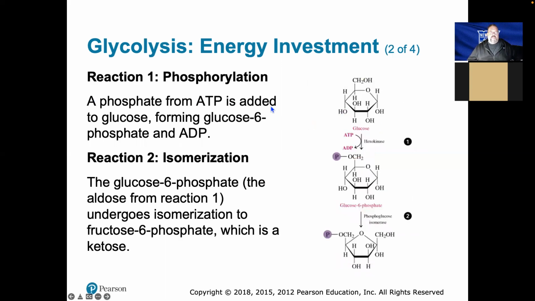Reaction 1, phosphorylation. A phosphate from ATP is added to glucose, forming glucose 6-phosphate and ADP. So here's your glucose, here's your phosphate group being added. Reaction 2, isomerization. The glucose 6-phosphate, the aldose from reaction 1, because remember, essentially glucose is an aldose, undergoes isomerization to fructose 6-phosphate, which is a ketose. So glucose 6-phosphate into fructose 6-phosphate.